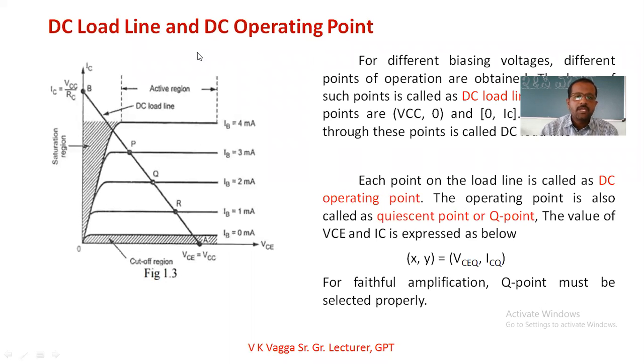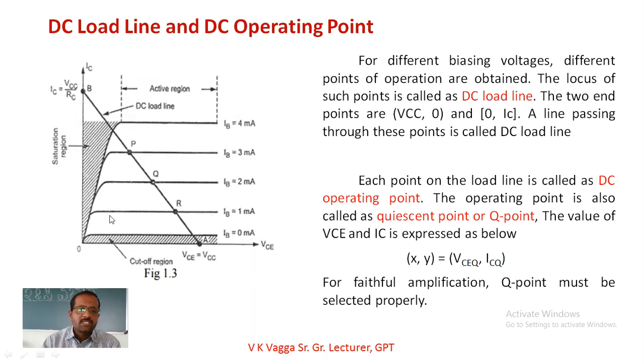If you take the DC load line and the DC operating point, consider the graph of the BJT. Along the x-axis we consider the output voltage, which in this case is VCE, and along the y-axis we consider the output current, which in this case is IC. So it is the graph of VCE versus IC. Along the x-axis, IB is going to be 0.